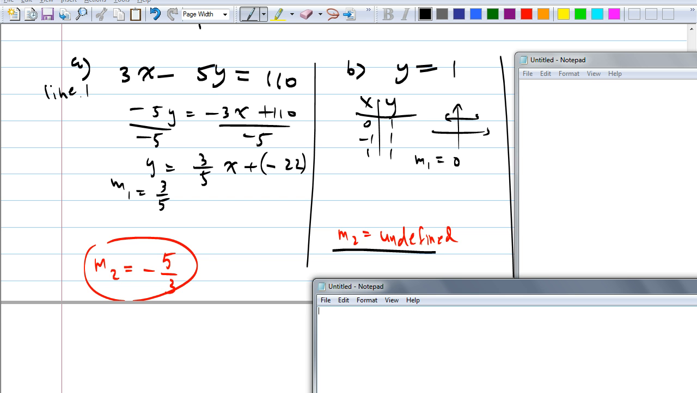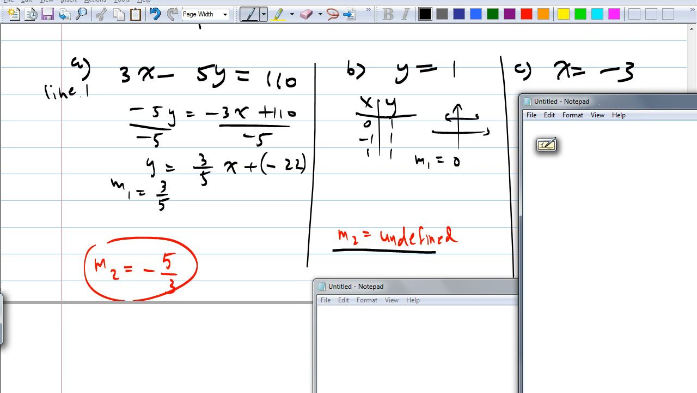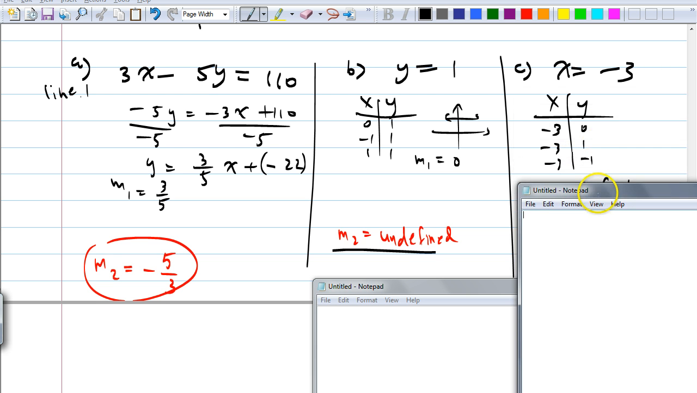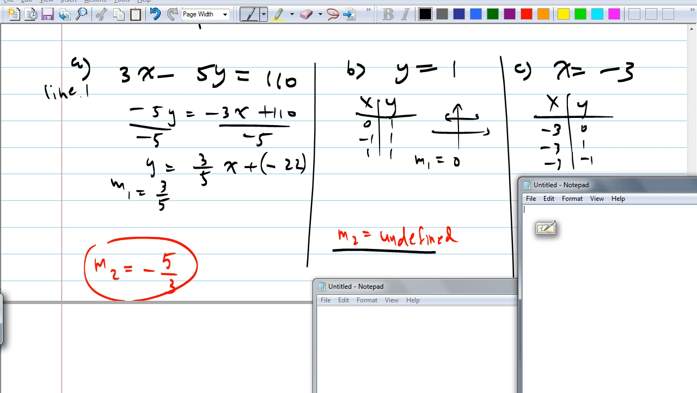Does that make sense? So if you know this now, what if I have this? x equals -3. What kind of line is x equals -3? Look, x is always -3. y could be any number you want. What kind of line do you get? How about Jason? That's right. Because I could do a little table, right? Don't you get a vertical line? Yep.